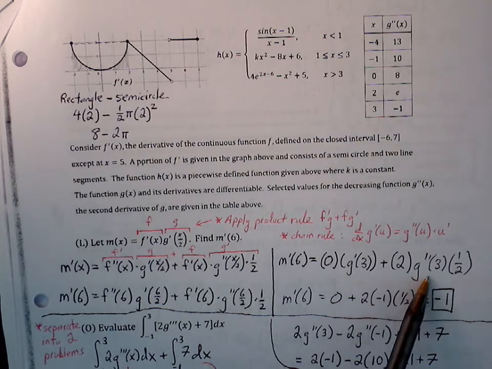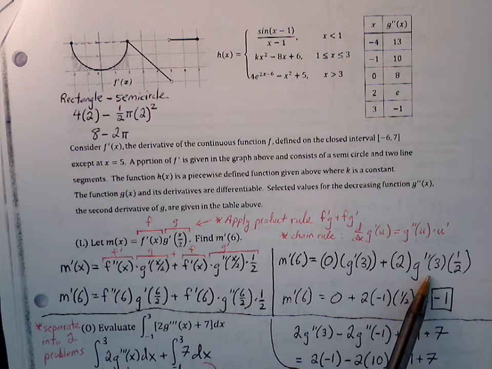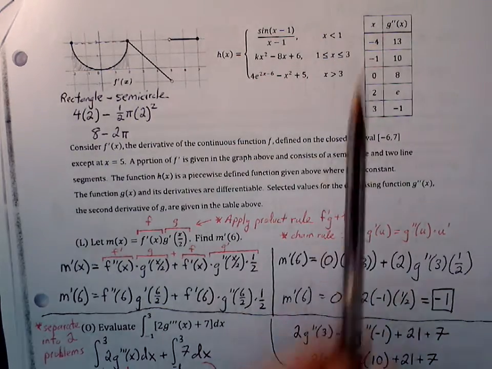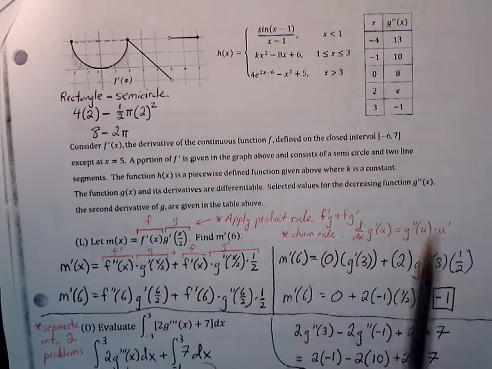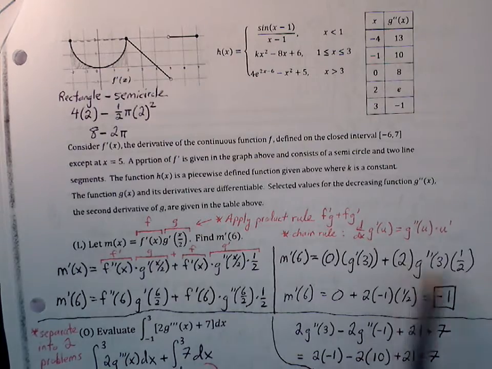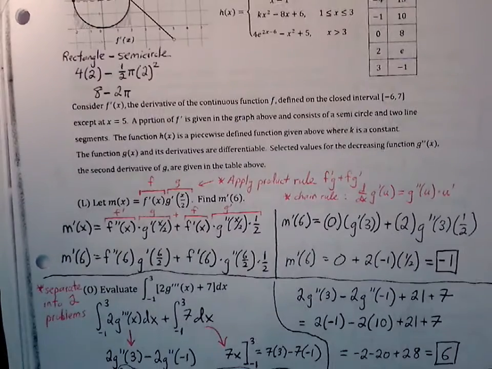And then 2 times g double prime of 3. That's just the table of values here. So g double prime of 3 is going to be -1. So 2 times -1 times 1/2. That cleans up to be just -1.